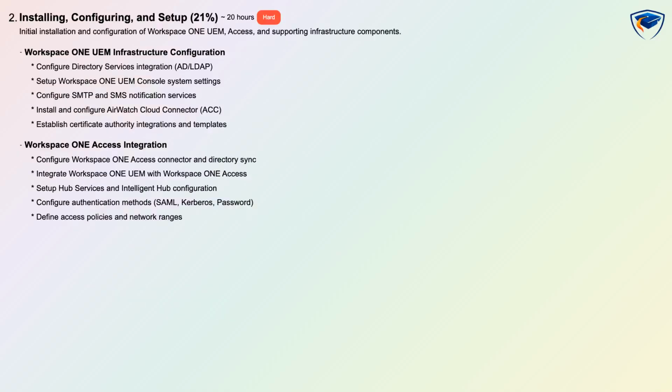Installing, configuring, and setup carries 21% and covers initial installation and infrastructure configuration for Workspace 1 UEM and access. This is a hard domain with about 20 hours of study time and both hands-on and conceptual assessments. You will learn to integrate directory services like AD and LDAP, configure system settings, SMTP and SMS services, and install the AirWatch Cloud Connector. The domain also covers Workspace 1 Access Connector setup, directory synchronization, hub services and Intelligent Hub configuration, authentication methods, and access policy definitions.